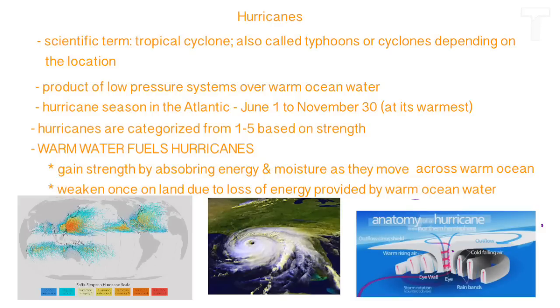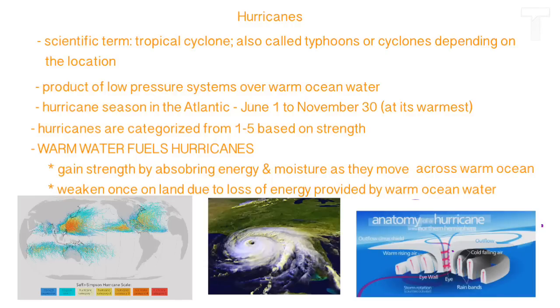Hurricanes are the product of low pressure systems over warm ocean water. They actually start out as tropical storms, but once they gain speed and strength, they're upgraded to hurricanes. The hurricane season for the Atlantic, which is where we are affected in North America, is from June 1st to November 30th. That's when that area is at its warmest. We categorize hurricanes into categories based on strength, so that's 1 through 5.